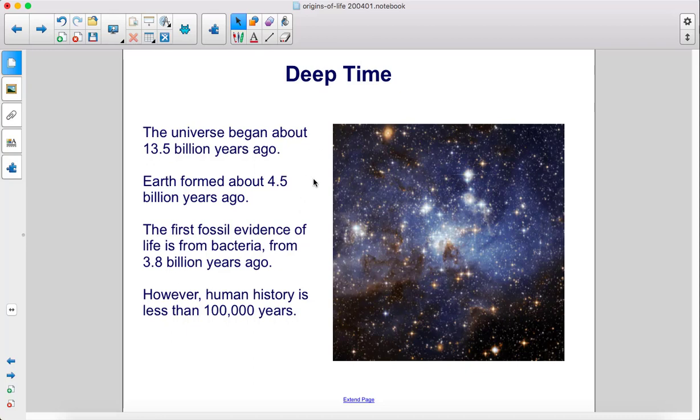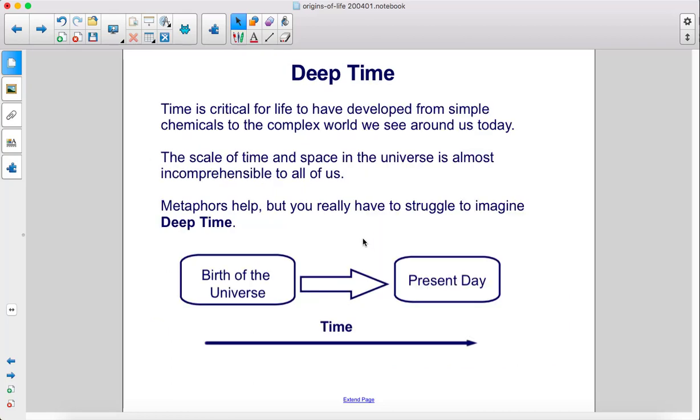The universe began about 13.5 billion years ago. Earth formed about 4.5 billion years ago. The first fossil evidence of life is from bacteria from 3.8 billion years ago. However, human history is less than 100,000 years. Time is critical for life to have developed from simple chemicals to the complex world we see around us today.